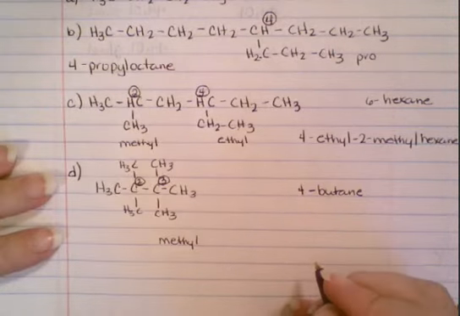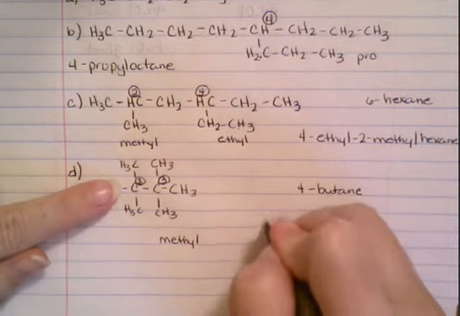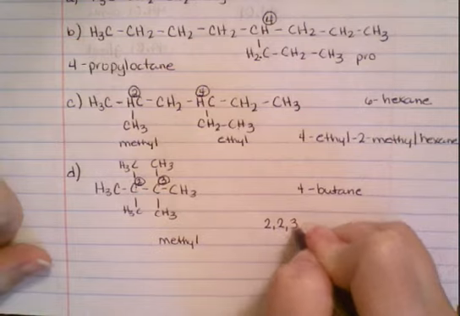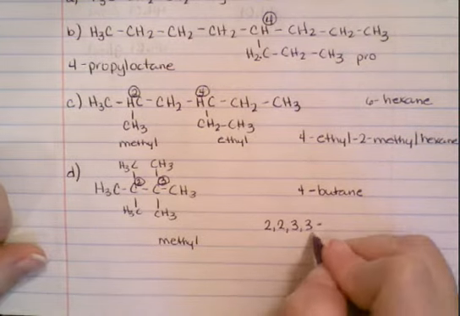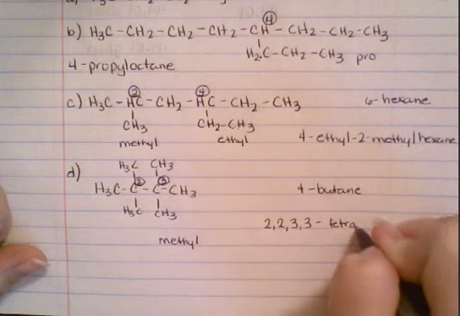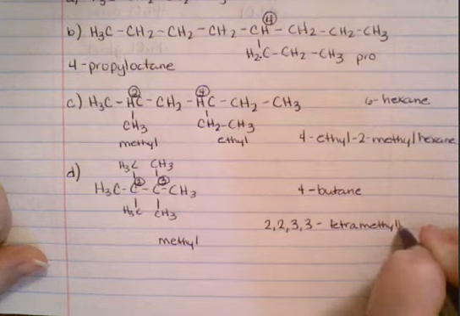So what we need to do is label how many methyls and where they're at. Well, there's 2 at 2, so we have 2,2, and there's 2 at 3, so 3,3. Now, if there's 4 of them, remember that's going to be tetra, your prefix for 4, so 2,2,3,3-tetramethylbutane.